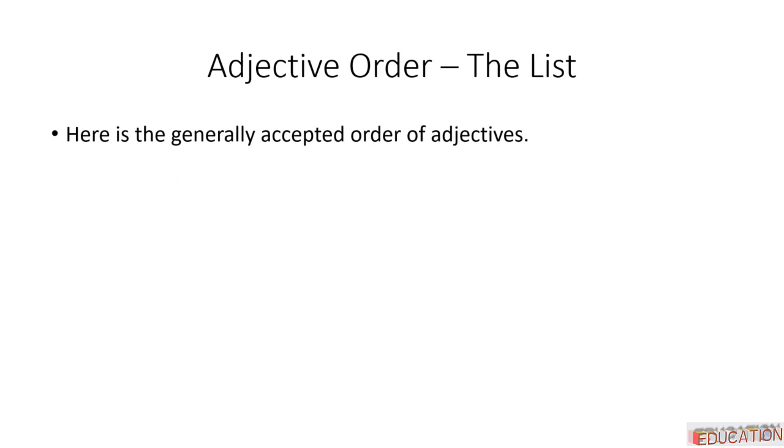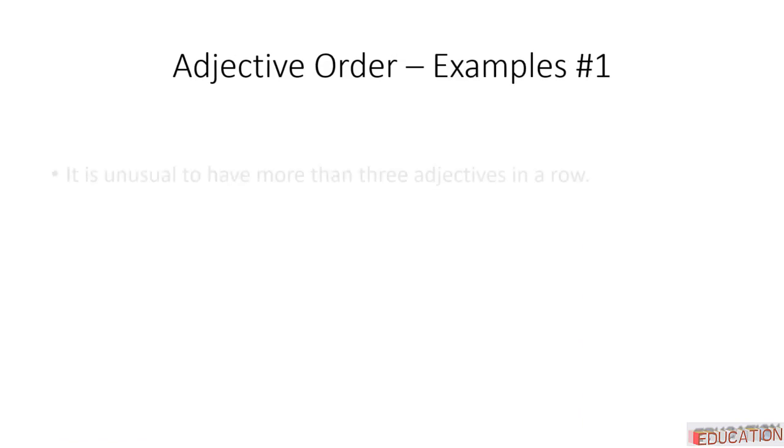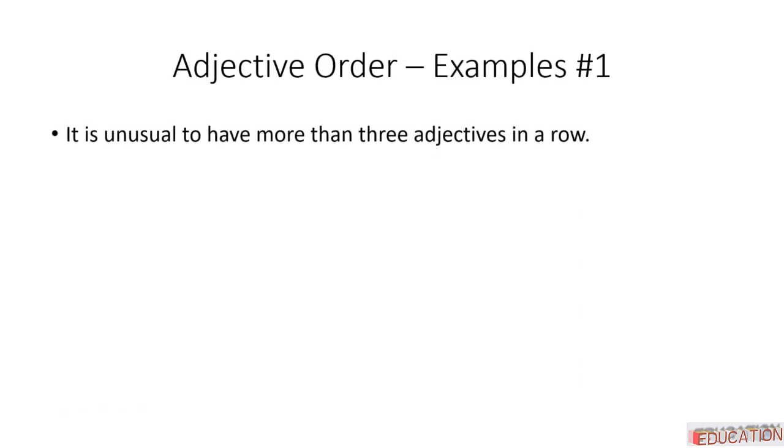So here is the generally accepted order of adjectives. You might want to pause the video here to read them, but the basic order starts with quantity, then opinion, size, quality, shape, age, color, material, origin, and purpose. Unfortunately, I know of no mnemonic which will help you remember those. Some people actually print the list out and stick it somewhere so they can see it. And I should point out it is very unusual to have more than 3 adjectives in a row.